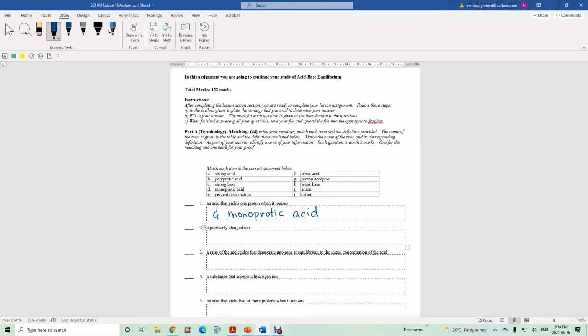Number 2, positively charged ion, and that would be option J, a cation. Number 3, the ratio of the molecules that dissociate into ions at equilibrium to the initial concentration of the acid, and that is E, percent dissociation.